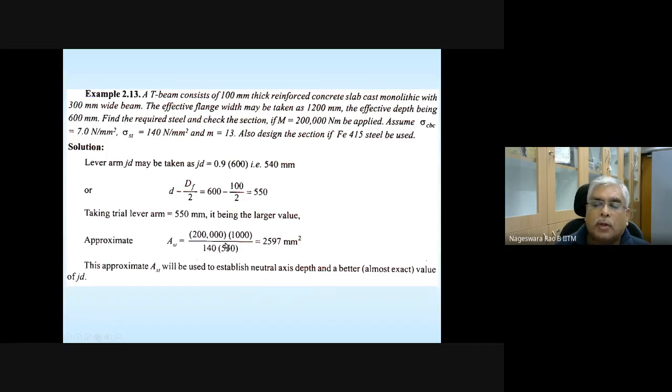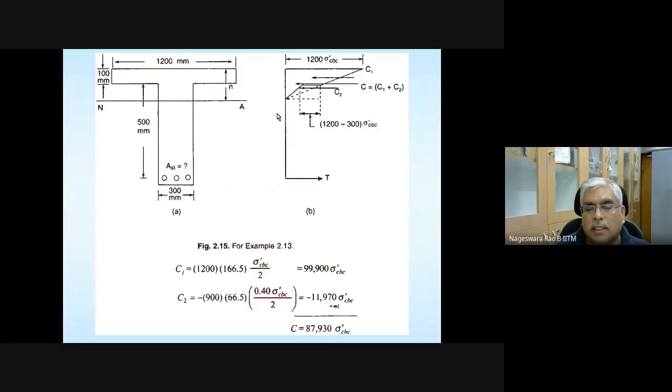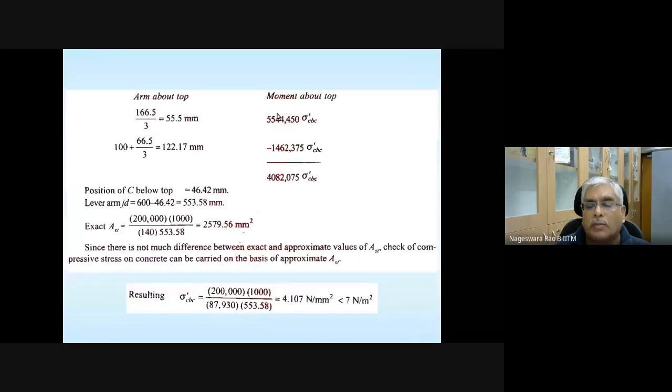And using this approximate value of steel, we actually calculated the neutral axis depth. And then we also found where the resultant compressive force is lying. Based on that, we arrived at the lever arm distance. This is what is given here. Once we get the lever arm distance, you calculate once again, and use that lever arm distance to calculate the area of steel.